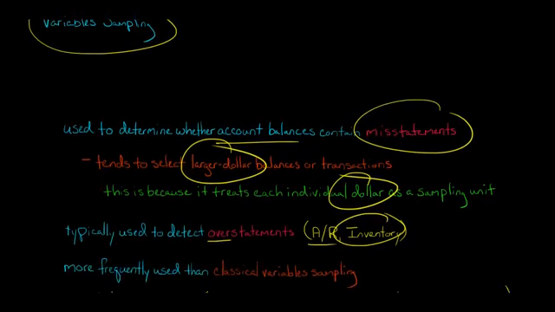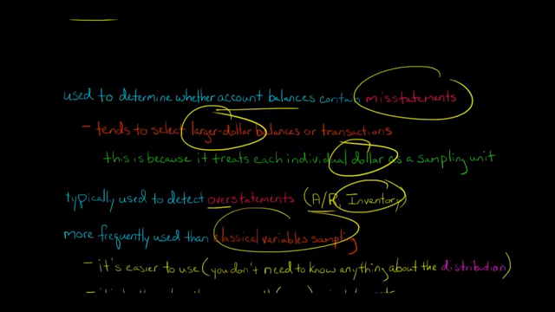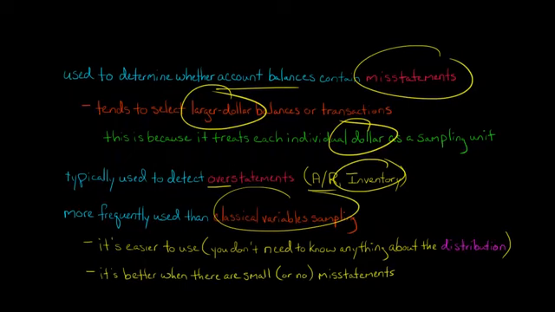Now, monetary unit sampling is used a lot more frequently than classical variable sampling, which remember is the other type of variable sampling. They're both types of variable sampling, but monetary unit sampling is used a lot more because it's easier. Remember, with classical variable sampling, you need to know the standard deviation. You're using a bell curve. You need to know some things about the distribution. With monetary unit sampling, you don't need to know anything about the distribution, so it's easier to use.